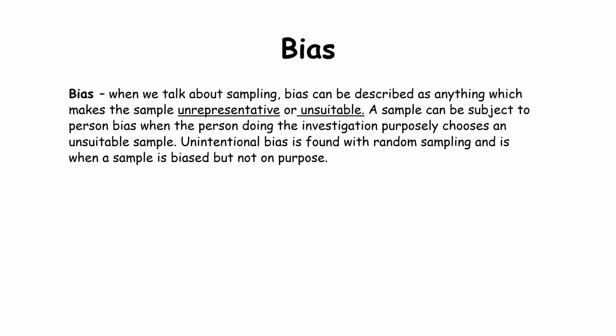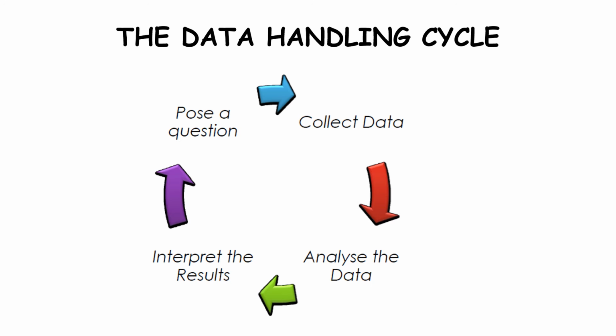Unintentional bias is found with random sampling, and is when a sample is biased but not on purpose. So we can get bias. So random is not perfect, but it's less likely to happen, but it can happen, but it is unintentional.